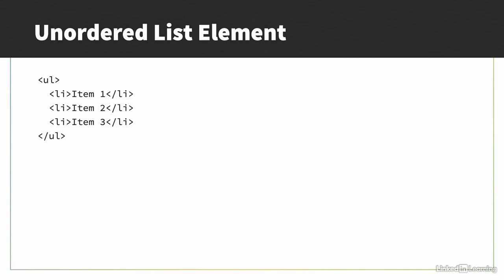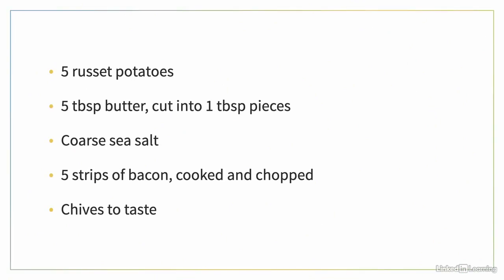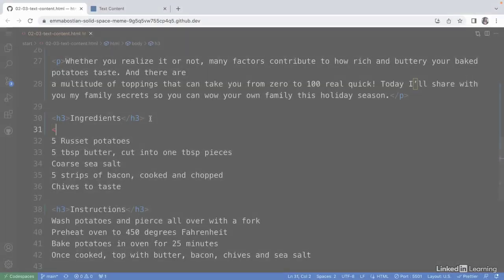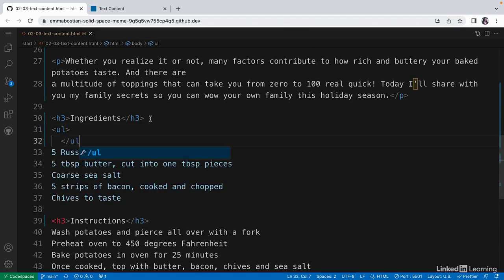This element is used to create a list of items that do not have an order. Here are a list of ingredients we will add to our recipe. Each ingredient will be wrapped in a list item element.